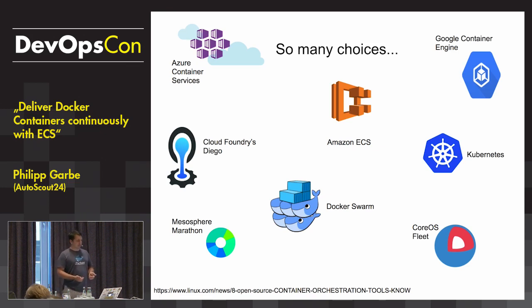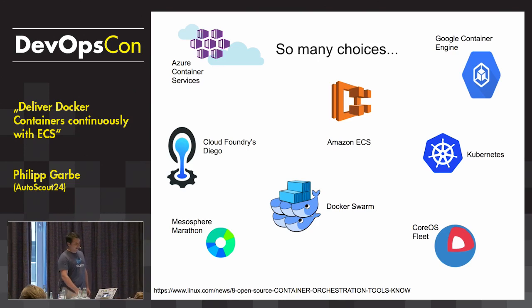And orchestration tools claim to solve these problems, and there are quite a lot of tools. In this talk, I want to talk about Amazon ECS, the EC2 Container Service. The documentation says it's a managed container service that starts to schedule containers based on resource needs, isolation policies, and availability requirements. Sounds quite good. We'll see if that really is that easy.